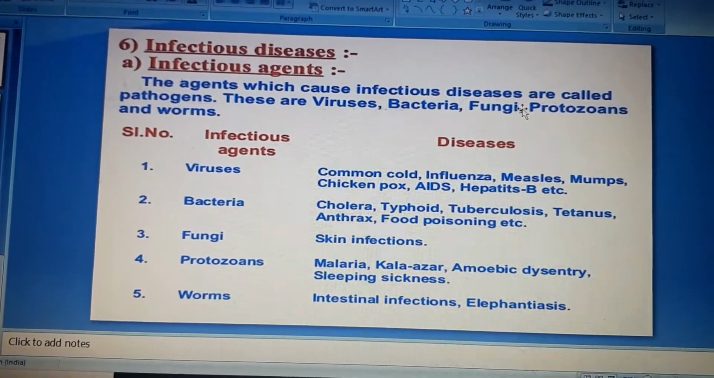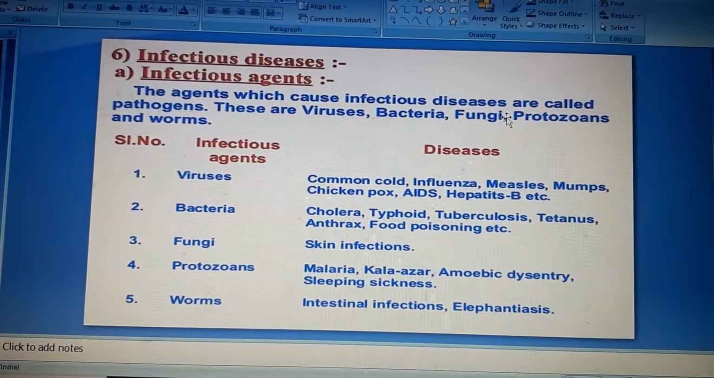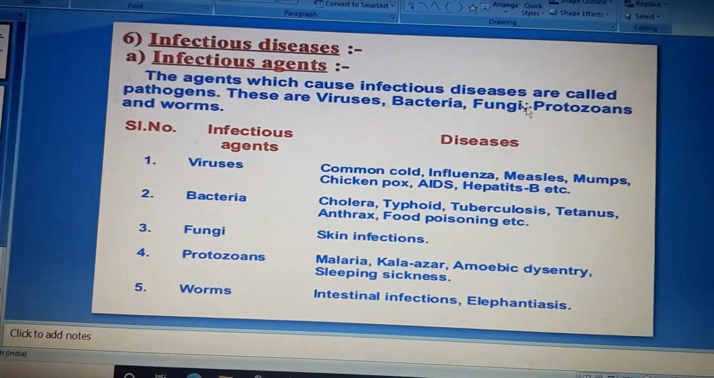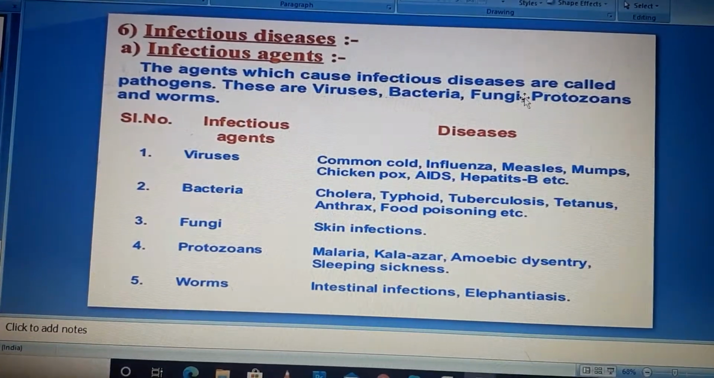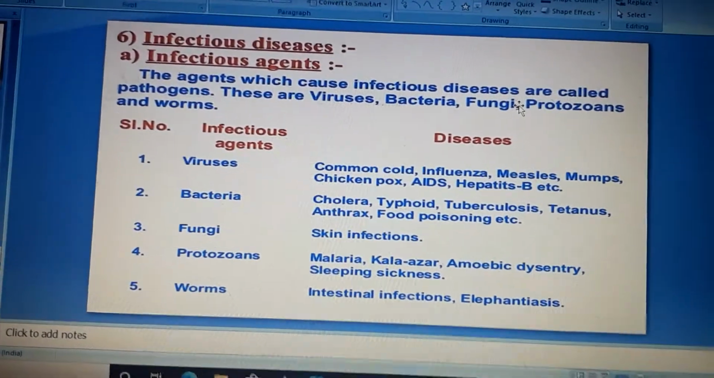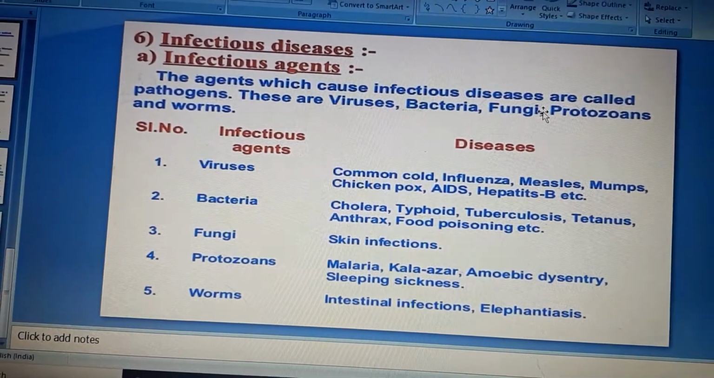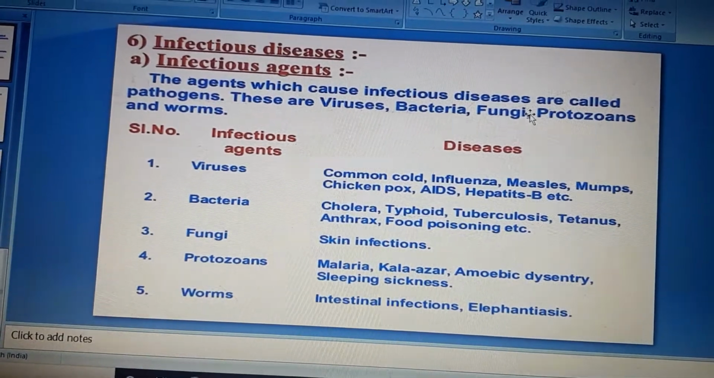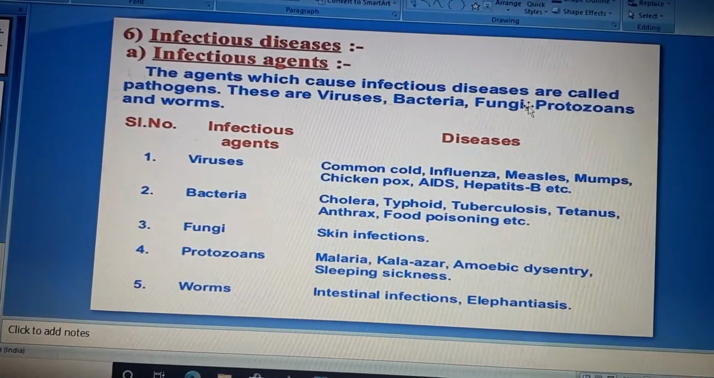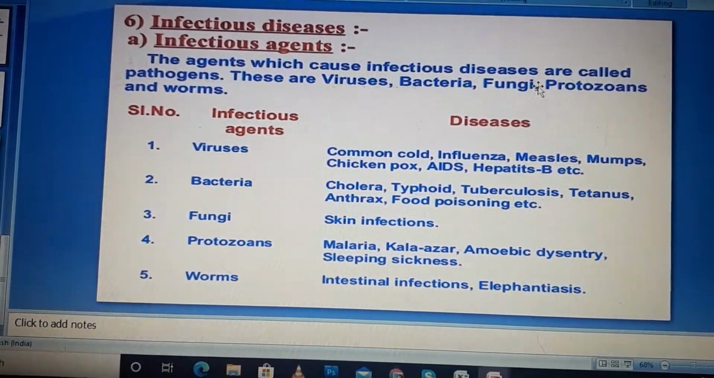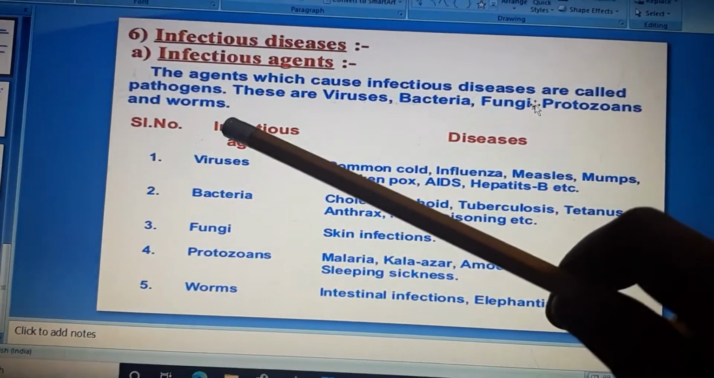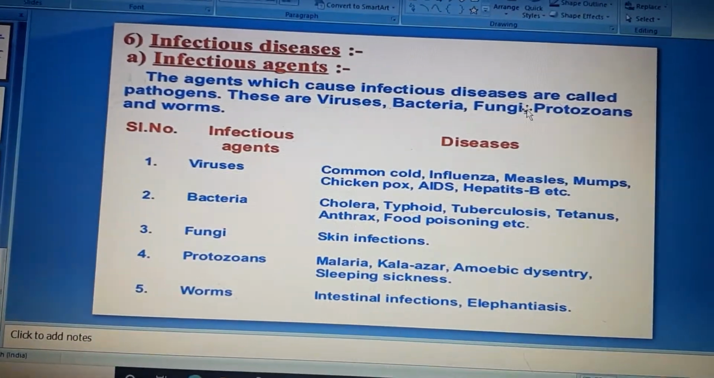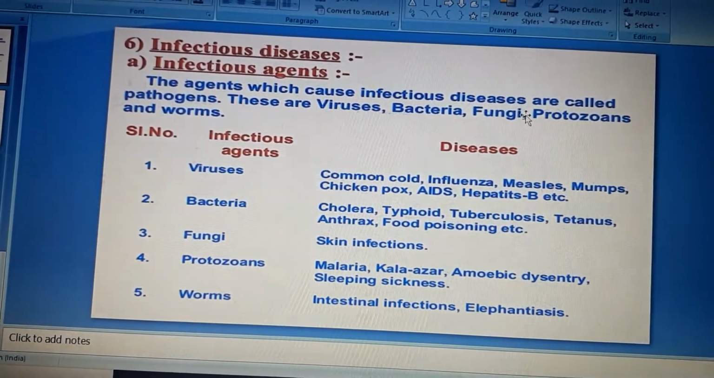Now about infectious disease. What are infectious diseases? Infectious diseases are diseases which are spread communicably from one person to another, infecting a healthy person, or transferred from an infected person to a healthy person. We have some infectious agents. The agents that cause infectious disease are called pathogens, and these include viruses, bacteria, fungi, protozoans, and worms.